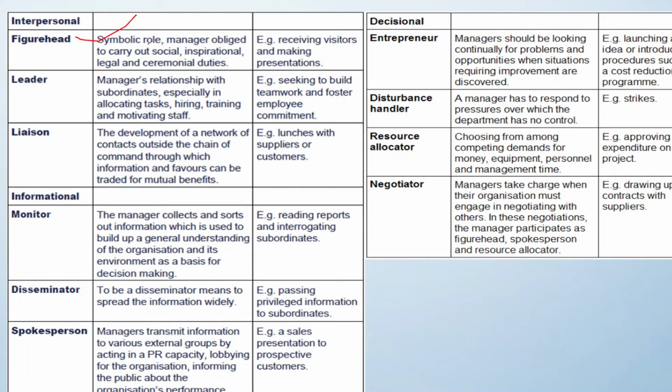That is receiving visitors and making presentations. So he is the one who is representing the organization. That is why he is the figurehead.